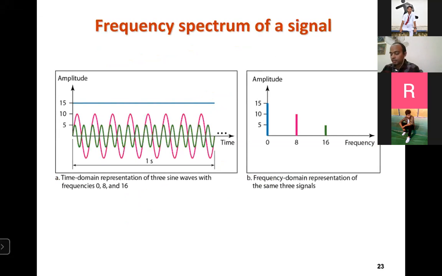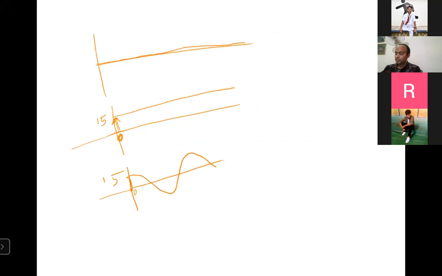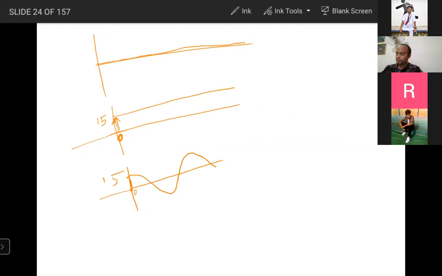Okay, so if you go to the next figure, as we saw in the previous figure, we have combined three different time domain signals, which can be represented in the frequency domain. Now if you take any signal and combine them, then its shape will be different. So let us say I'll take a sinusoidal wave.